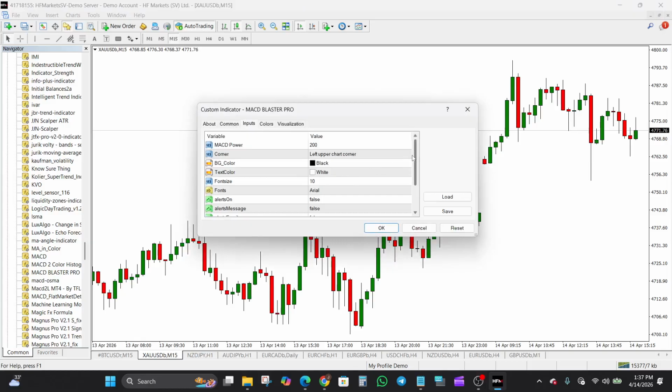These are the input settings. You can modify them according to your taste. You can change the MACD power value. You can change the font size. You can change the font type, as you can see, right? You can also decide if you want alerts to be on or off, amongst others.